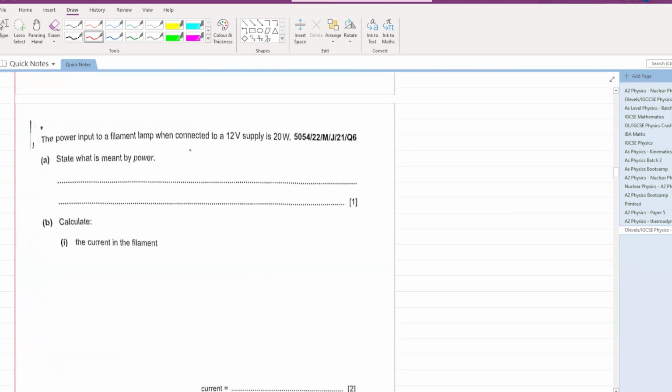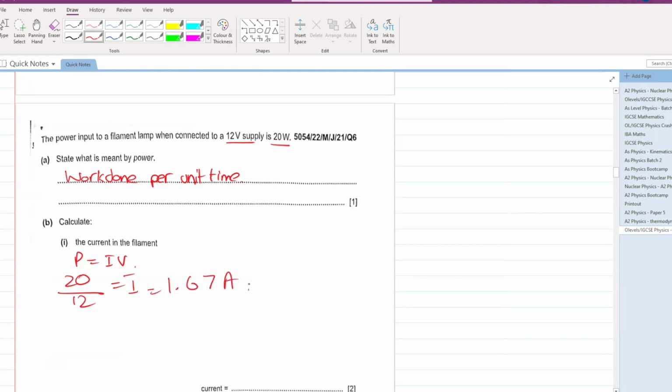The power input to a filament lamp when connected to a 12 volt supply is 20 watts. State what is meant by power. Work done per unit time. Calculate the current in the filament. Power is equal to IV. Current is 20 divided by the voltage, that is 12. 20 divided by 12 gives you an answer of 1.67 amperes.